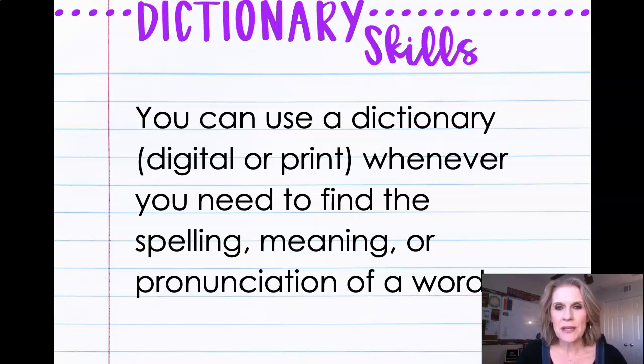As we learned last week, you can use a dictionary, whether digital or print, whenever you need to find the spelling, meaning, or pronunciation of a word. Pause whenever you need to.